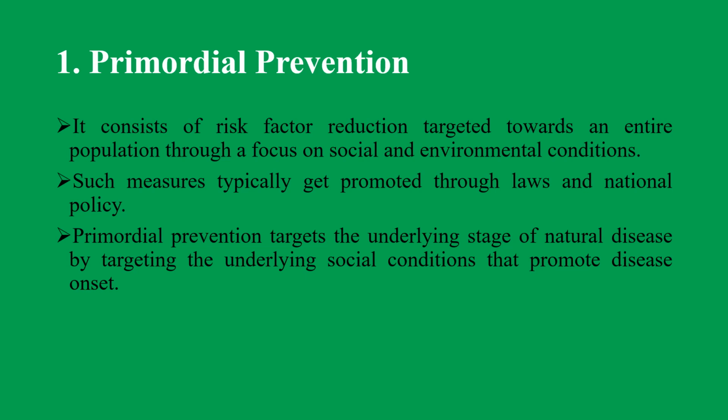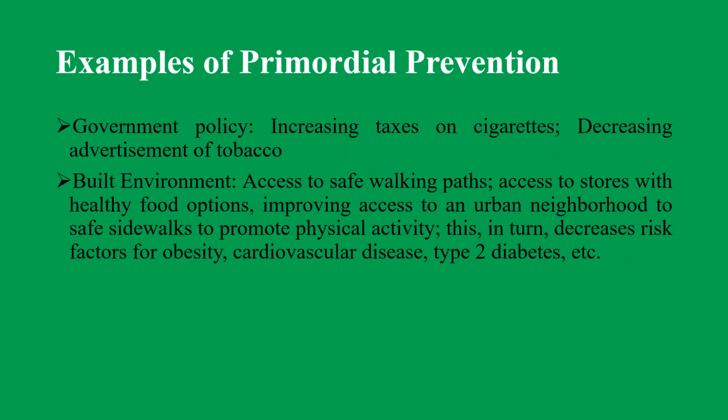This primordial prevention was first described in 1978. So it is the earliest prevention strategy in preventing a disease occurrence. So here the individual does not have a risk factor to a disease. So the aim is to reduce the risk of exposure to the conditions. Primordial prevention can be promoted through government policies or national laws.